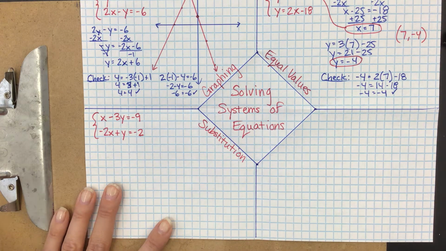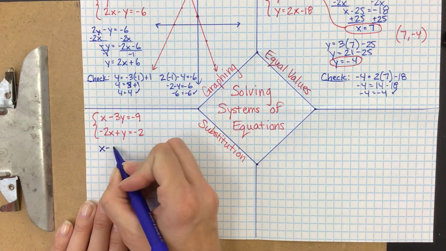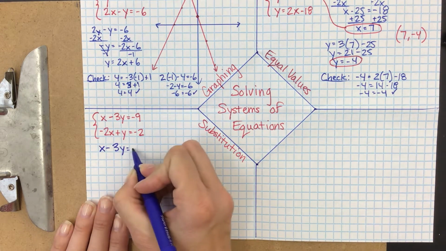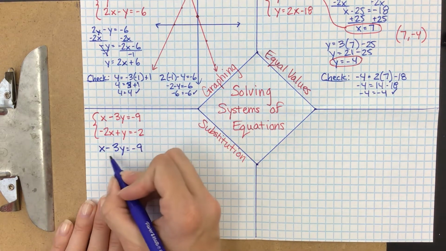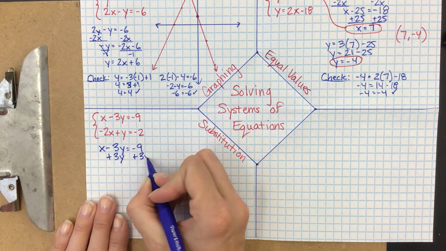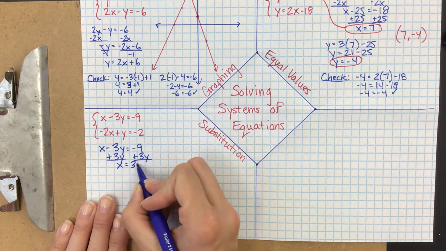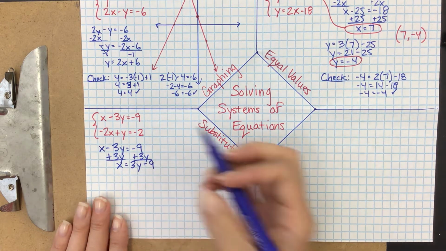Okay, I'm going to stick with that first one right here. So I'm going to take this equation and I'm just going to solve for x. You just want to pick a variable that's going to be easy to solve for. And solving for x is pretty simple here. So we're going to get x is equal to 3y minus 9.